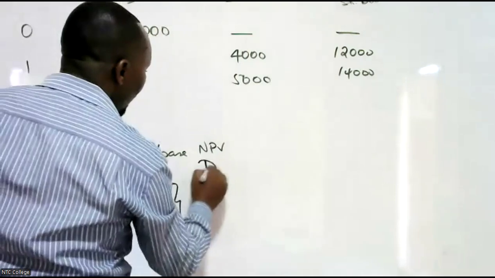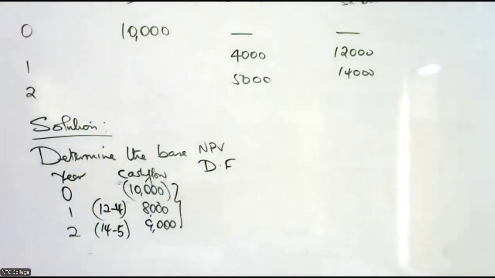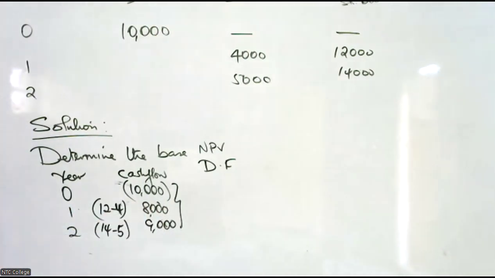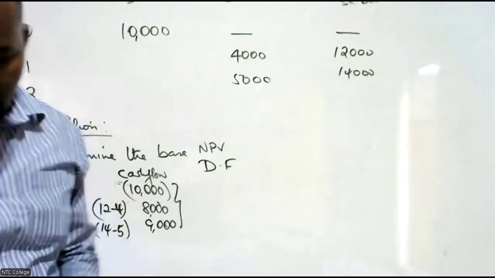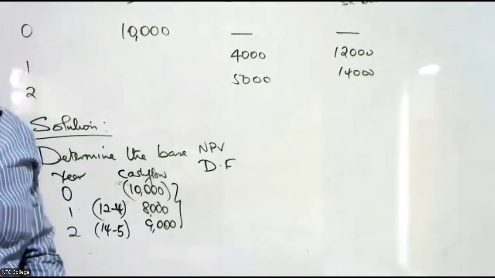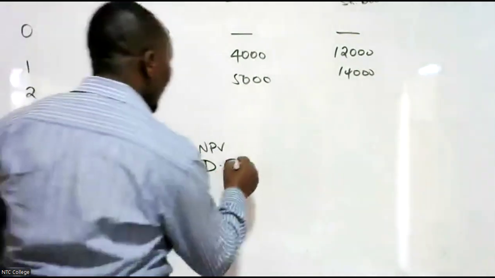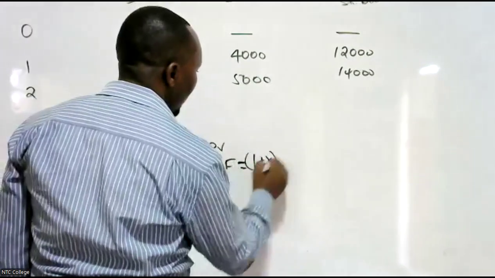So we can now look at the discounting factor. When you look at the cash flow for year one and year two, they keep on changing. So are we using regular or irregular? Irregular. Thank you. So irregular is 1 plus r to the negative n.